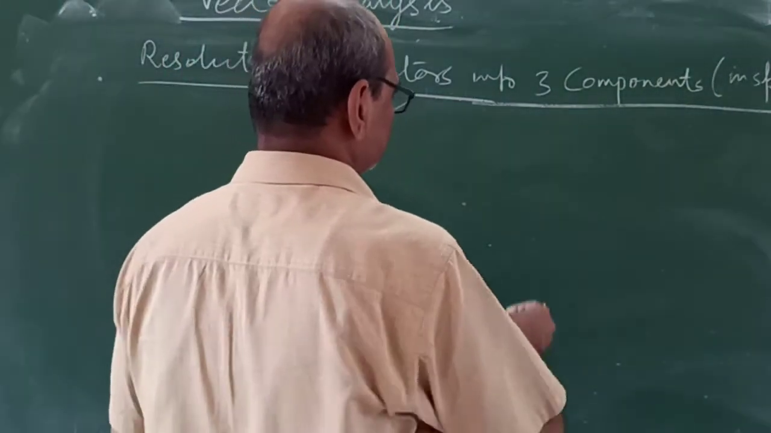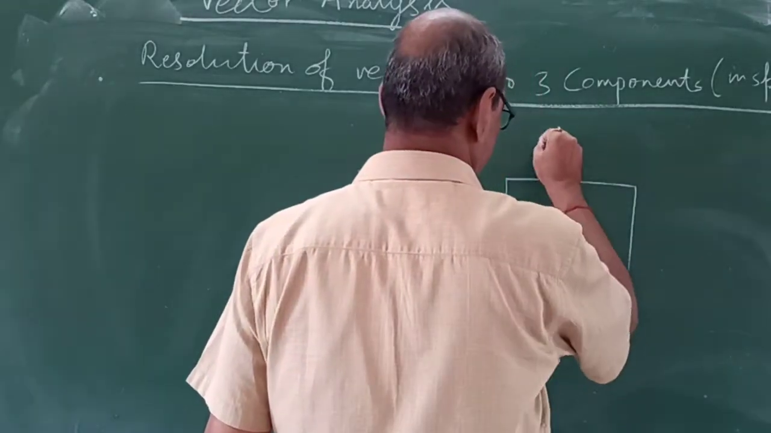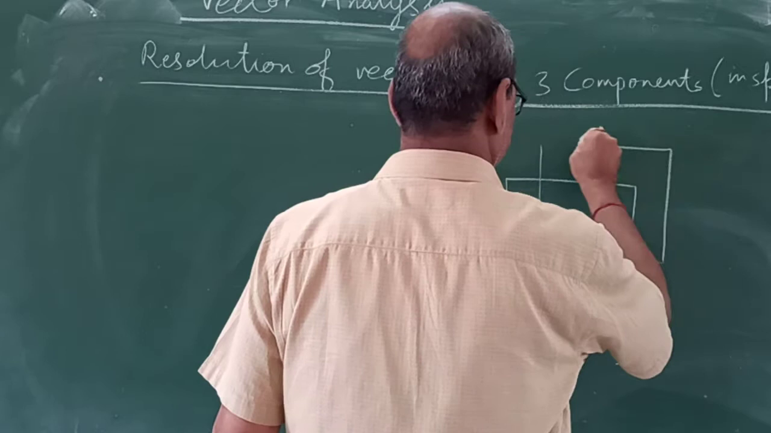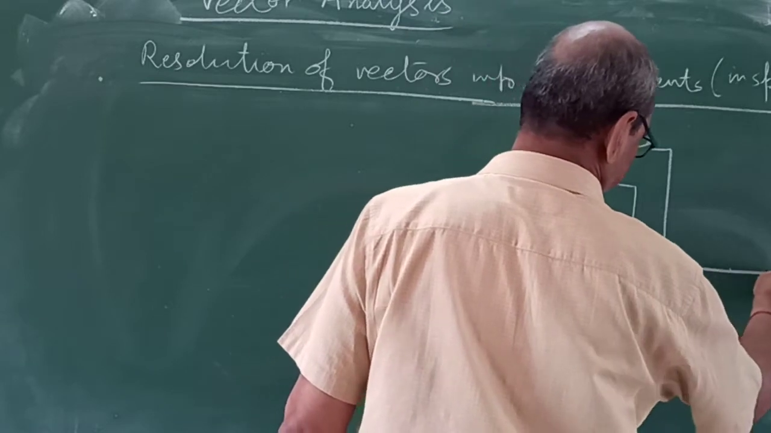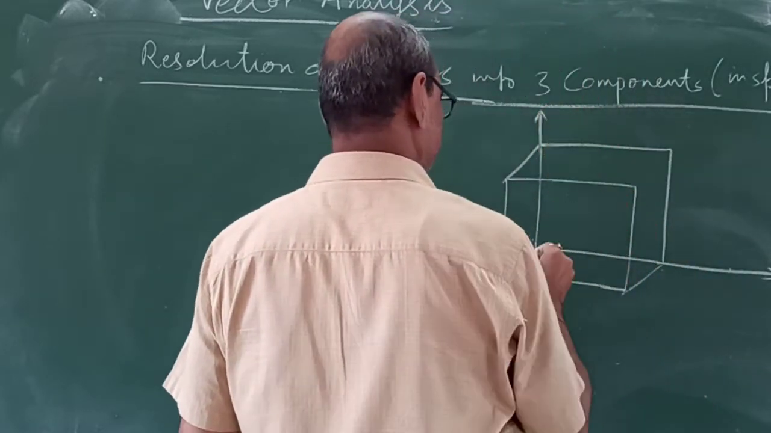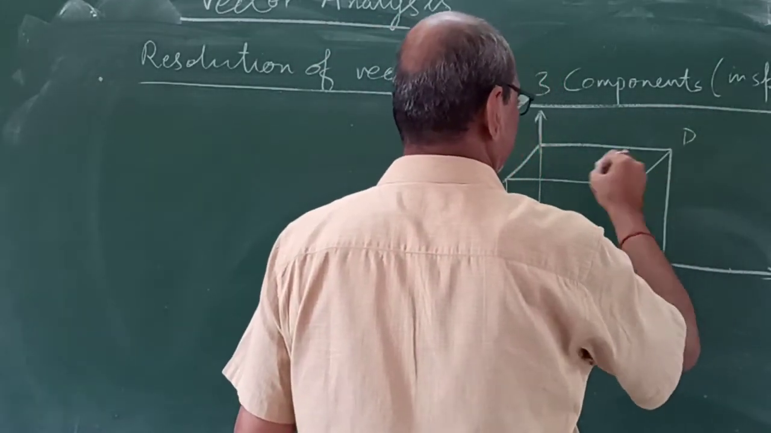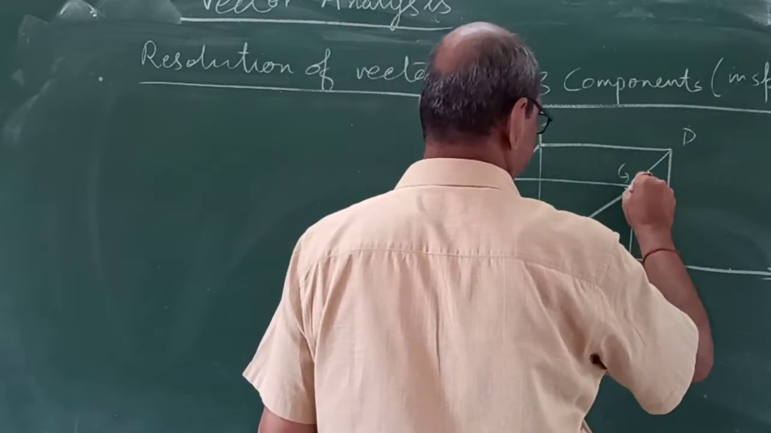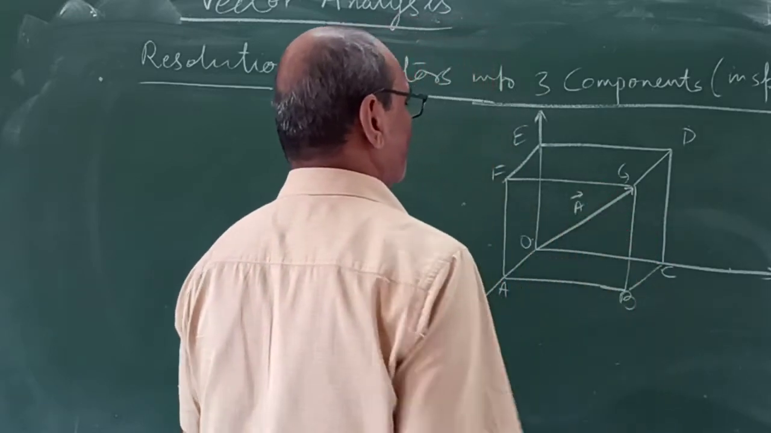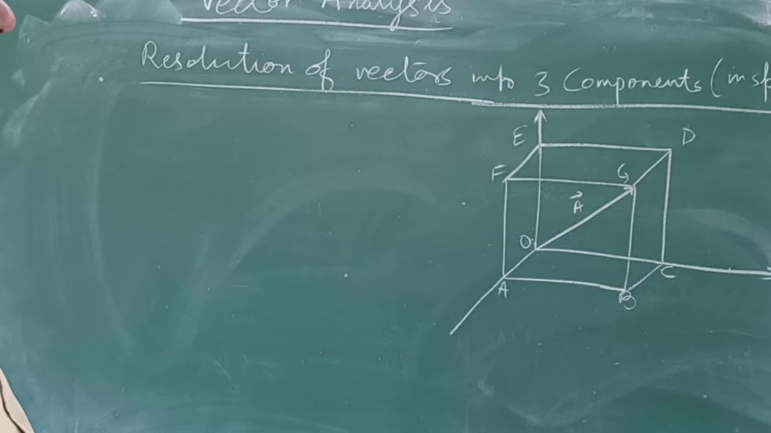Now, first of all, we draw a rectangular parallelepiped. O, A, B, C, D, E, F. Vector A is represented by line OG. Get a rectangular resolution. This one is the rectangular resolution.